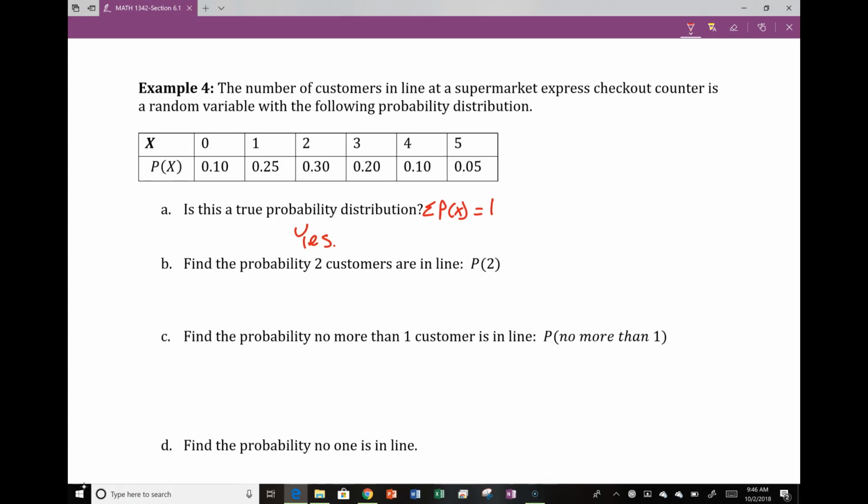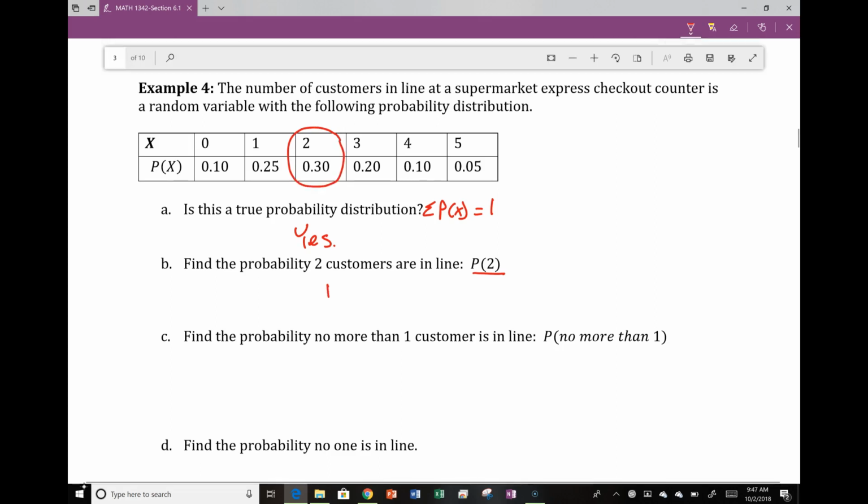Then we want to find the probability 2 customers are in line. So that's the probability of 2. Well, 2 customers being in line is right here. The probability that 2 customers are in line is 0.30.